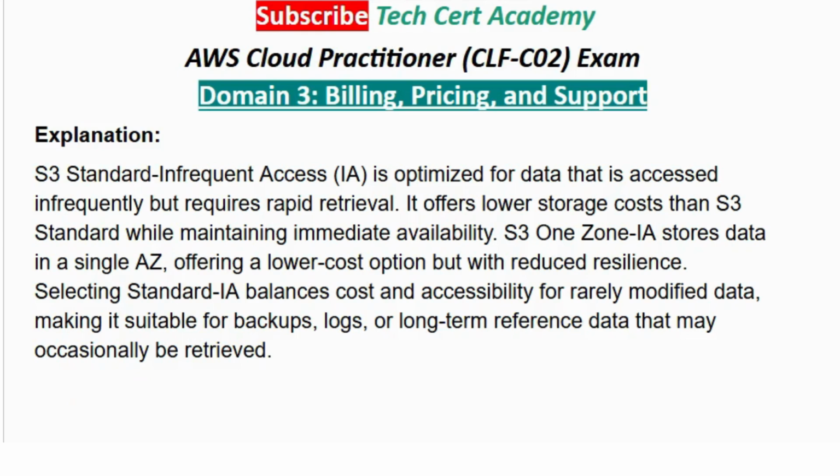It offers lower storage costs than S3 Standard while maintaining immediate availability. S3 One Zone IA stores data in a single AZ, offering a lower cost option but with reduced resilience. S3 Glacier and Glacier Deep Archive are designed for archival storage with delayed retrieval and are unsuitable for data that must be immediately accessible. S3 Standard provides high durability and availability, but is more expensive. Selecting Standard IA balances cost and accessibility for rarely modified data, making it suitable for backups, logs, or long-term reference data that may occasionally be retrieved.